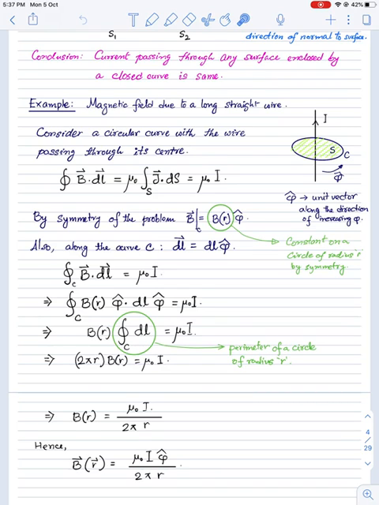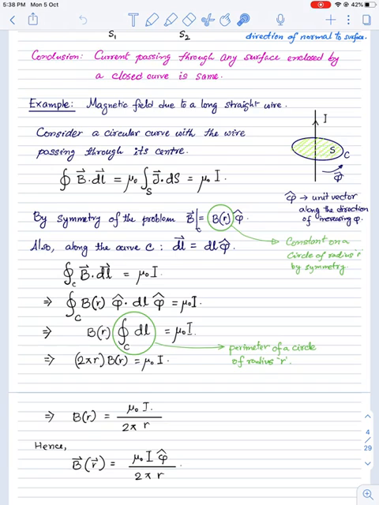Okay, so in this setup, we use the symmetry of the problem and consider a loop, which is basically a circle on the xy plane, centered around the wire. So the wire is the z-axis and this is the xy plane. We are considering one loop on the xy plane, which is perpendicular to the z direction.